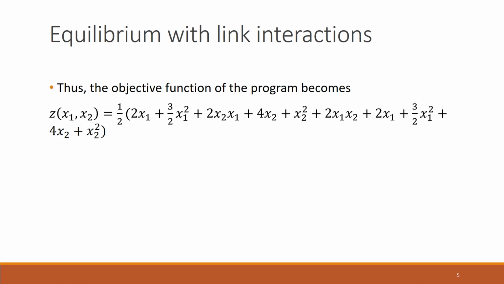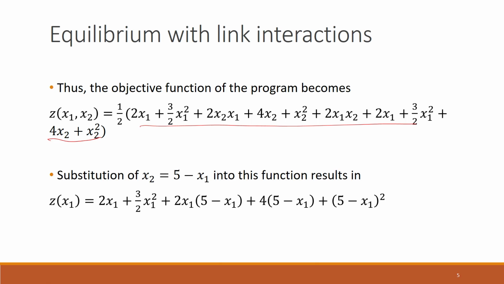Therefore, we get the objective function as follows. This we have obtained by doing the integration. We had the 4 terms finally after ignoring the last term corresponding to link 3, and when we do the corresponding integrations, this is what we get. Now, what we know is that x1 plus x2 is equal to 5, so we can substitute x2 equal to 5 minus x1 here. You can easily see that this is what we will be getting.